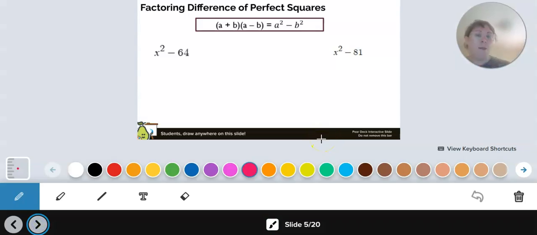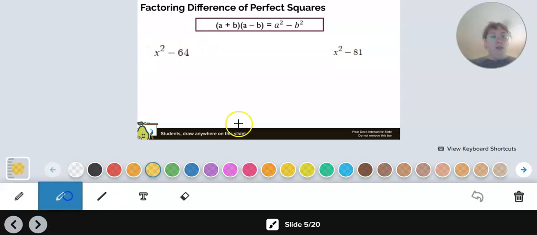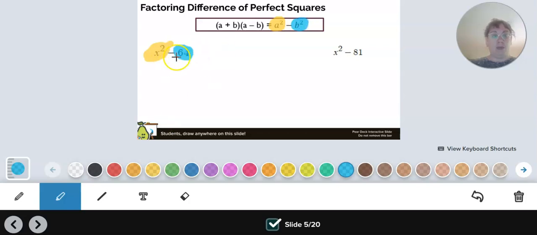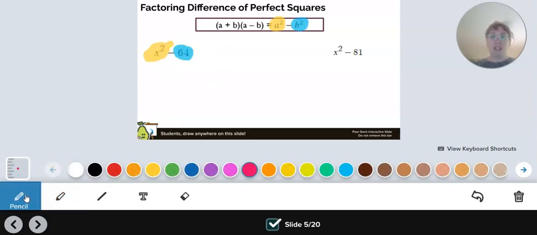So here's our pattern. A plus b times a minus b equals a squared minus b squared. So if we're going backwards, this is our a squared, and this is our b squared. And they're being subtracted, so we know it is the difference of perfect squares.